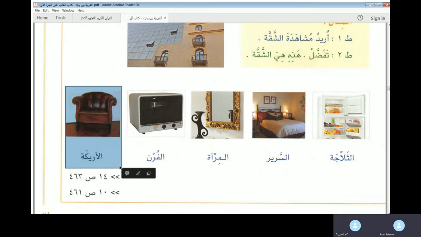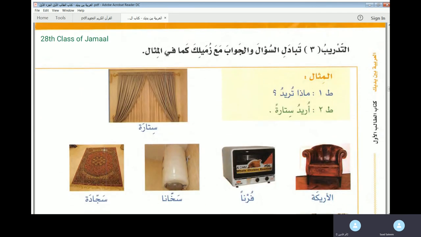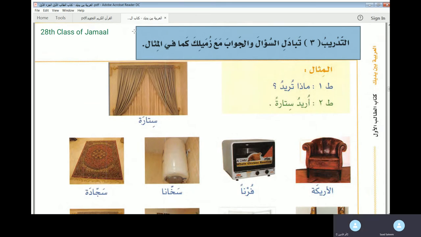Okay. أريد مشاهدة الأريكة. I want to see the sofa. تفضل هذه هي الأريكة. Yes, please. This is the sofa. Next is the third exercise, Tabadal. كما في المثال.